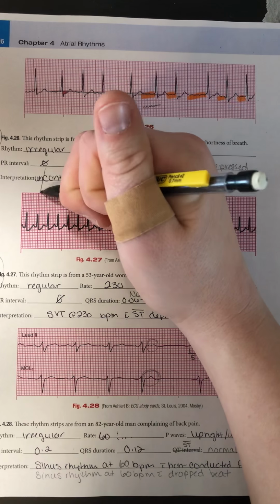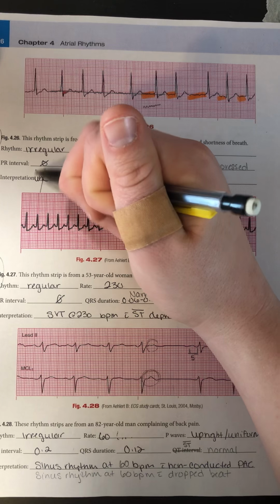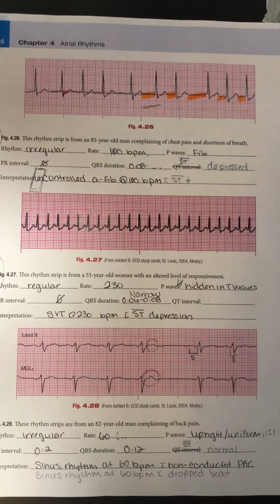So for this rhythm, I put controlled AFib at 100 beats per minute. We technically don't call it uncontrolled unless it is over 100 beats per minute, but I did write this uncontrolled here just because it's right on the borderline. So if you were to call it uncontrolled, we wouldn't necessarily count it against you. But uncontrolled should technically be over 100 beats per minute.